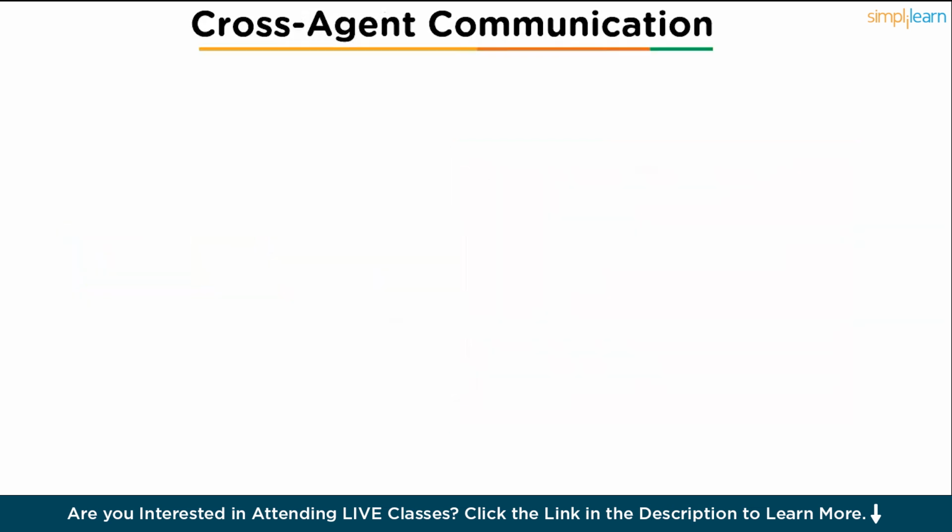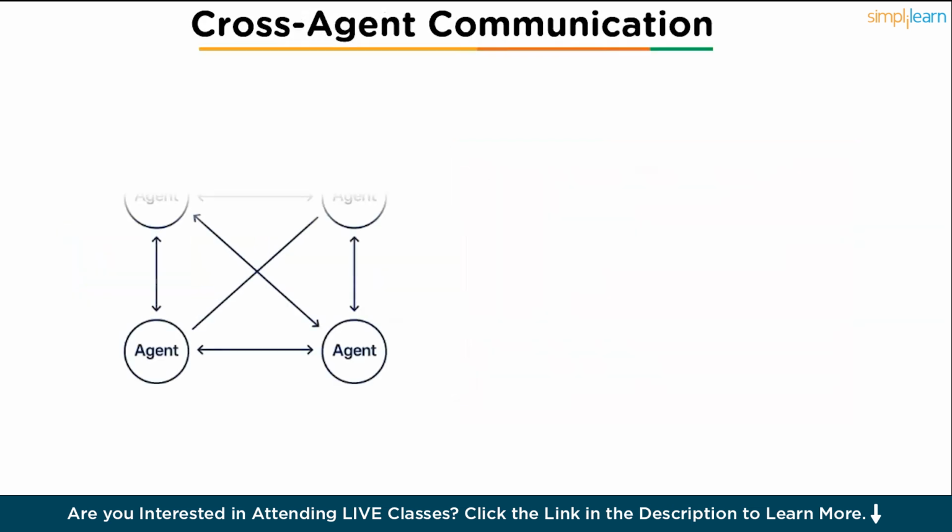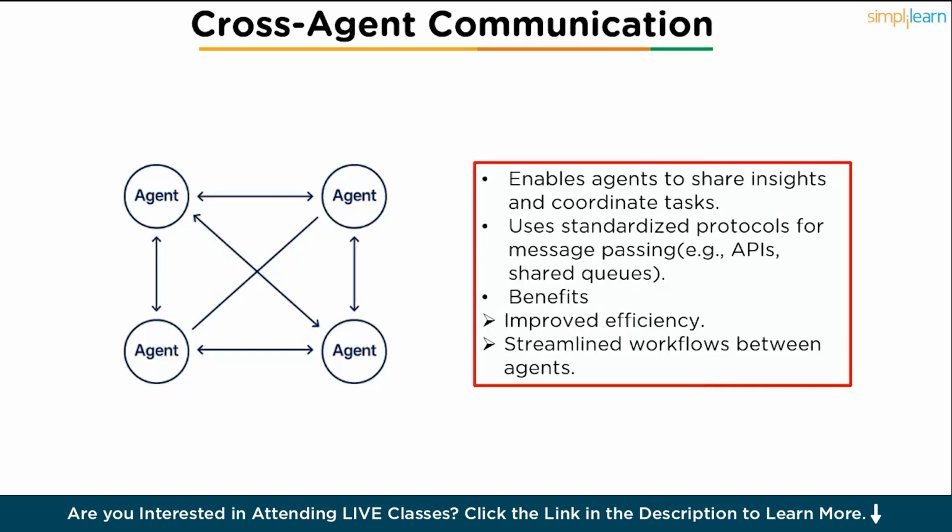Now let's see what is cross-agent communication. Cross-agent communication enables agents to work collaboratively by sharing insights and coordinating tasks in real time. This capability is achieved through standardized protocols and message passing systems such as APIs or shared queues. Some of the key benefits include improved efficiency, which is agents can quickly exchange relevant data, reducing delays and optimizing workflows. Secondly, we have streamlined collaboration.